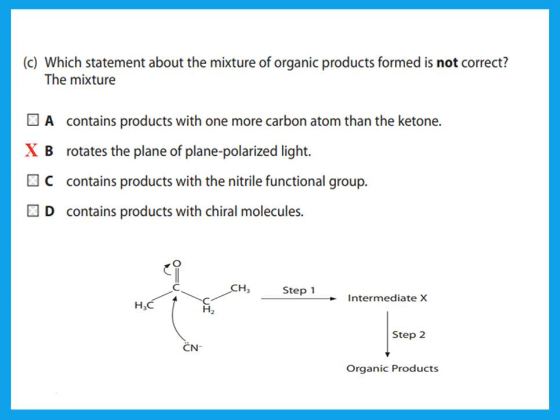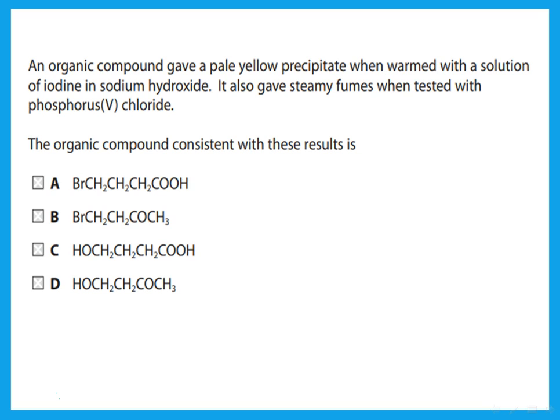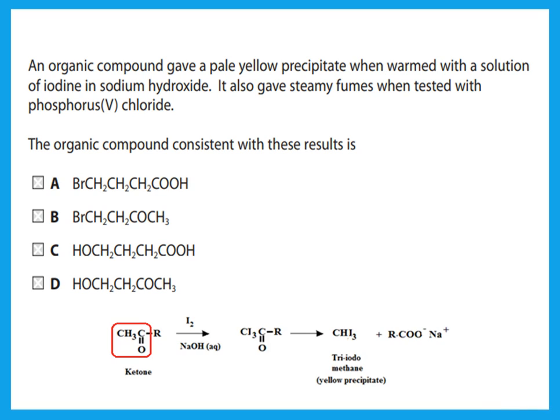An organic compound gave a pale yellow precipitate when warmed with iodine sodium hydroxide. What does that mean? It has CH3CO. It also gives steamy fumes when tested with phosphorus pentachloride. You remember which group will give steamy fumes with PCl5? Well, that is an alcohol. So what we're looking for is something that has both a CH3CO and an alcohol, so it is this answer.